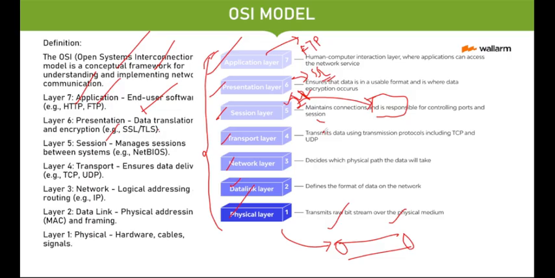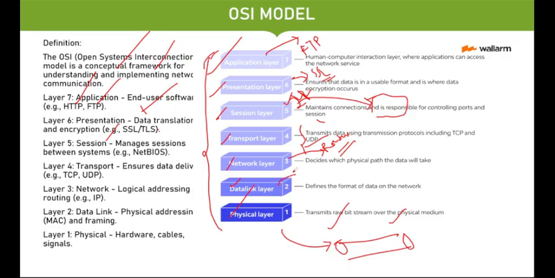Then the transport layer transmits data using the transmission protocols, including TCP and UDP. Which protocol needs to be used here, TCP or UDP, between these two, will be decided in the transport layer. Then it will enter into the network layer, which decides which physical path the data will take. Here there will be a router, and this router will decide which path it needs to choose.